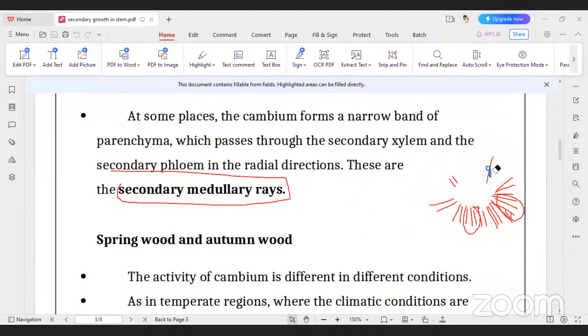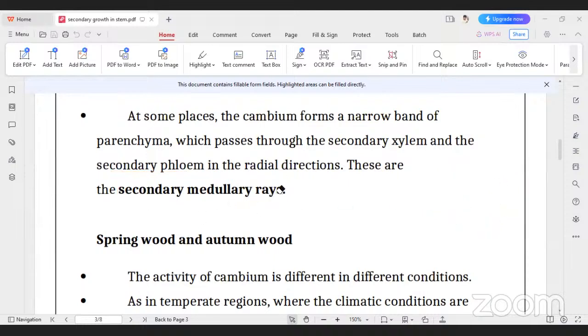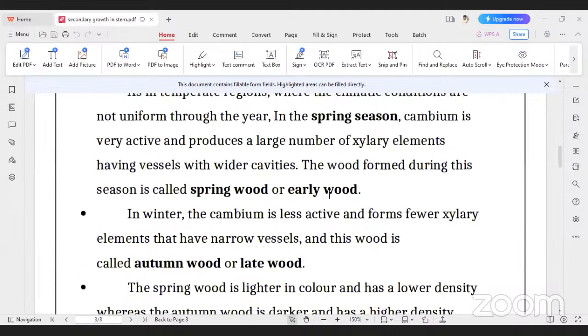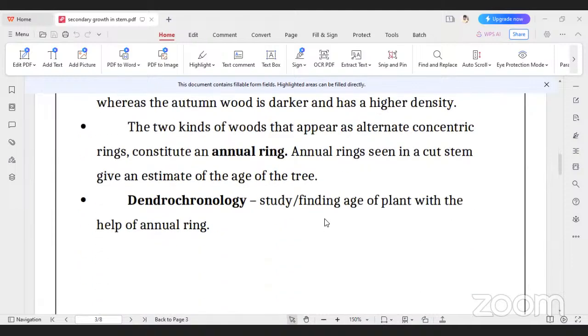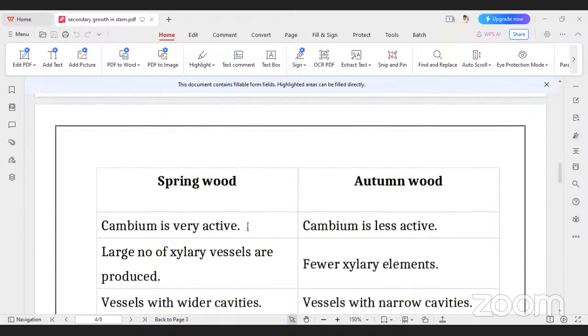But this clearly appears in the temperate region only, because the temperate region clearly follows the seasons, spring season and autumn season. Spring season, early wood; autumn wood. Right, they all are completed. So dendrochronology is the study of the annual rings.